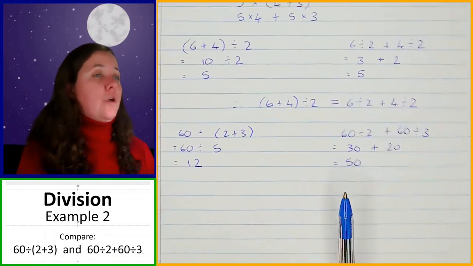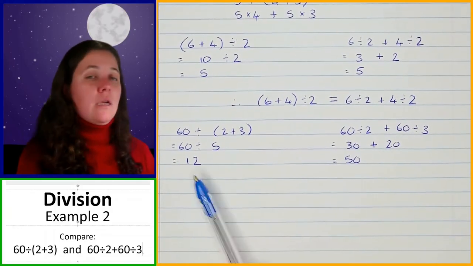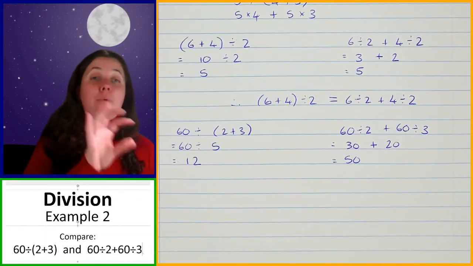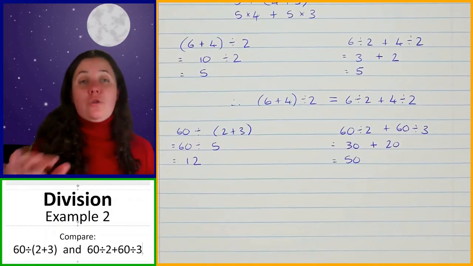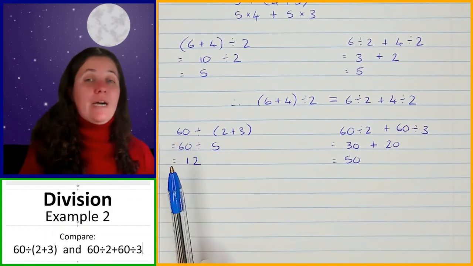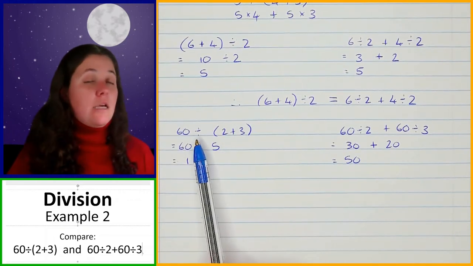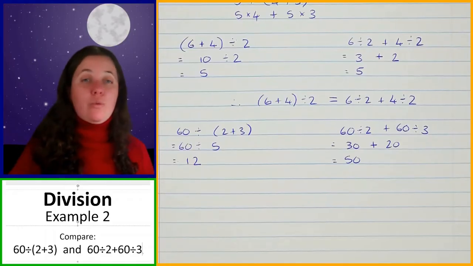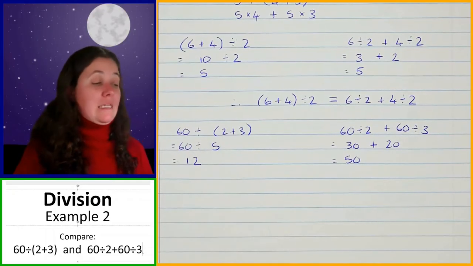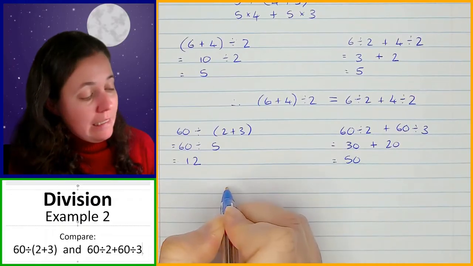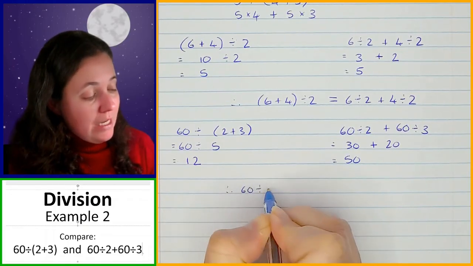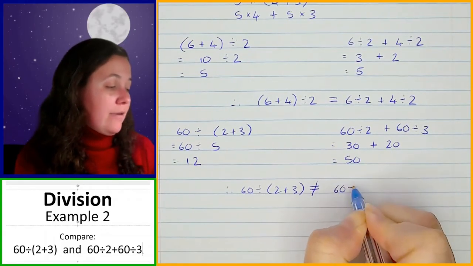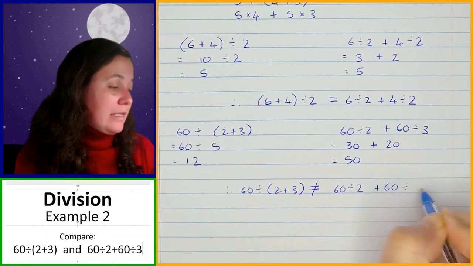Okay, so when we have two or more things inside a bracket that are being added, and that bracket is being divided into something else, so something else is being divided by the bracket, then we can't say that they're equal to each other if we distribute it. We can't distribute the division like that. It doesn't work. So I can say over here that 60 divided by 2 plus 3 is not equal to 60 divided by 2 plus 60 divided by 3.